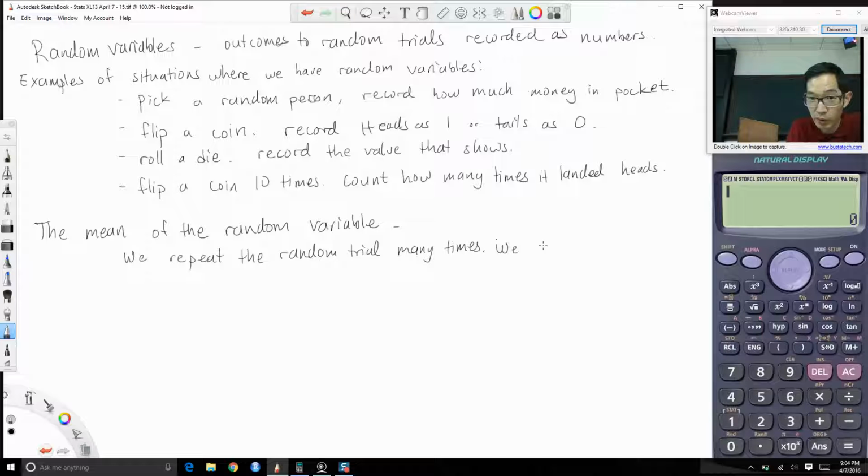Okay, we record all of our outcomes, and then we take the mean of all the outcomes. Symbolically, we don't use y bar. The symbol for the mean of a sample was y bar, or x bar if we're using x's.